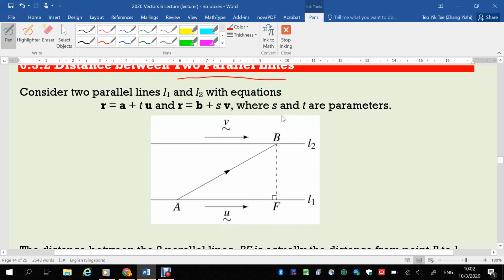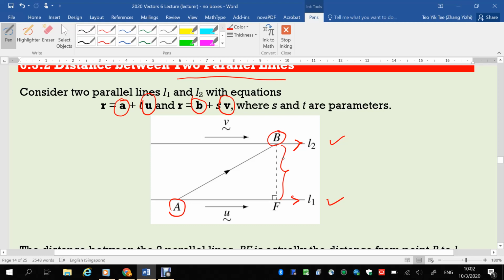So if I fall back again onto this diagram, I have 2 lines. I ask for the distance between the 2 lines. It will be the length of BF. Let's understand: I have a point A down here on line L1, and I have a point B on L2. Can I find vector AB? Then I have the direction vector of line L1, which is U, and the direction vector of line L2, which is V. And U and V are parallel.